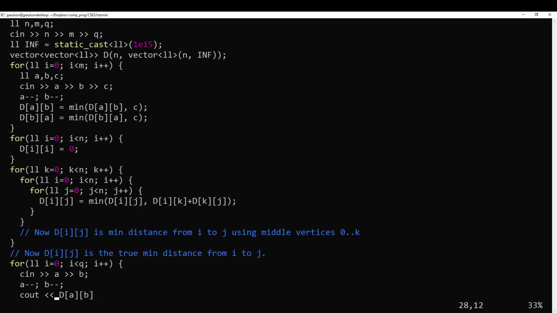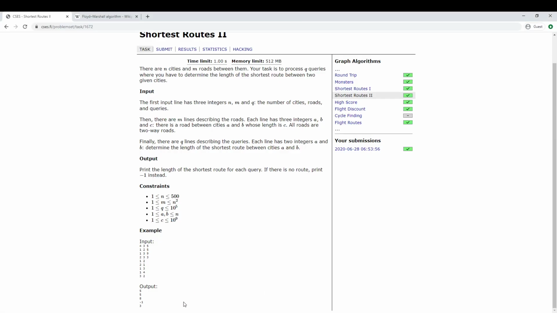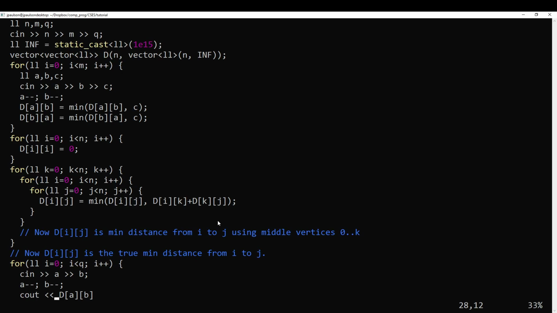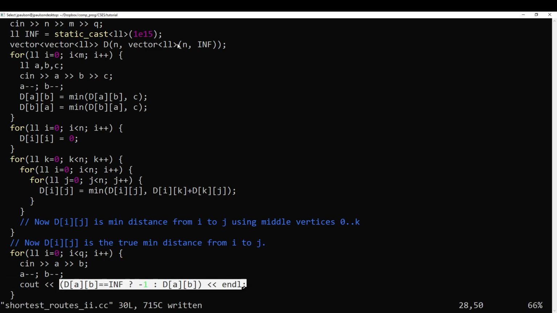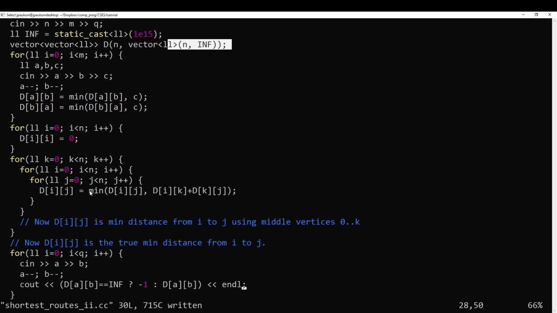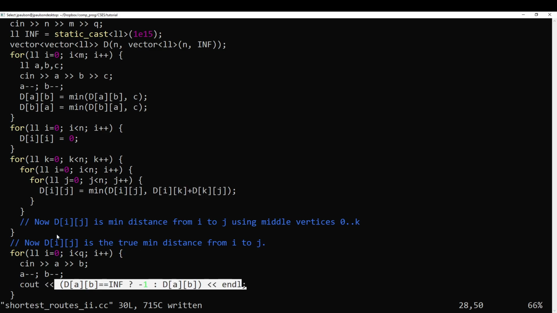Okay, and there is a detail here, which is it says print -1 if there is no route. Well, how do we tell if that happened? It's if it's still infinity. If it's still infinity, that means that there was no edge between them, and also there was no intermediate path between them. This min never kicked in. So infinity is the code for there not being any path, and instead of infinity, we're supposed to write -1. So fine.